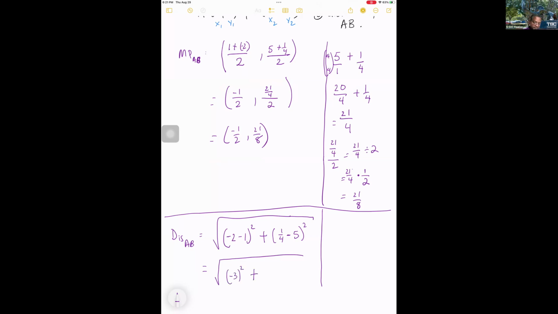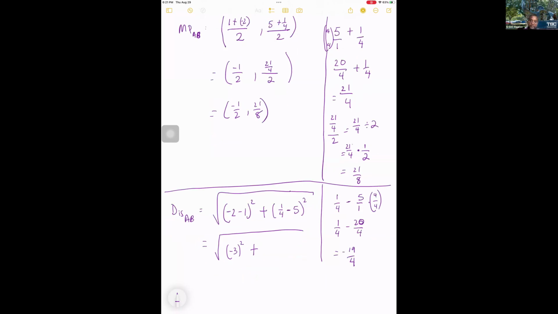1/4 minus 5. We kind of did this a second ago. This time we're subtracting. So instead of writing it as 5, you write it as 5 over 1. And again, you look at the denominators and find the lowest common denominator. In this case, that's going to be 4. So I multiply this by 4 over 4 to make the denominators the same. 1 over 4 minus 20 over 4. And that's going to be negative 19 over 4. So that's going to be negative 19 over 4 squared.